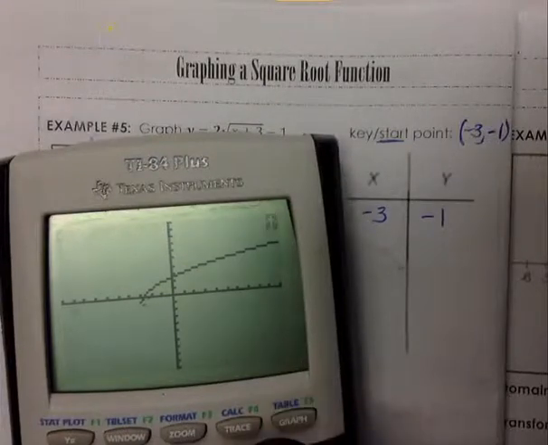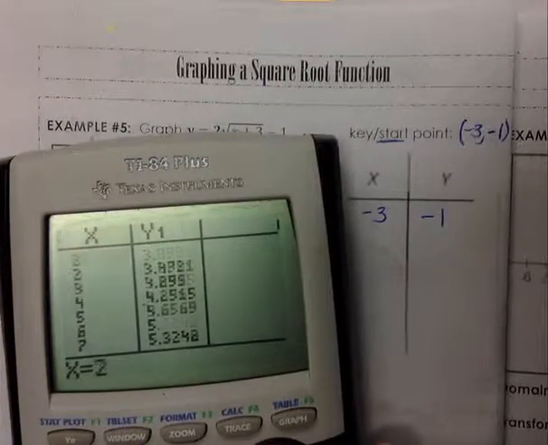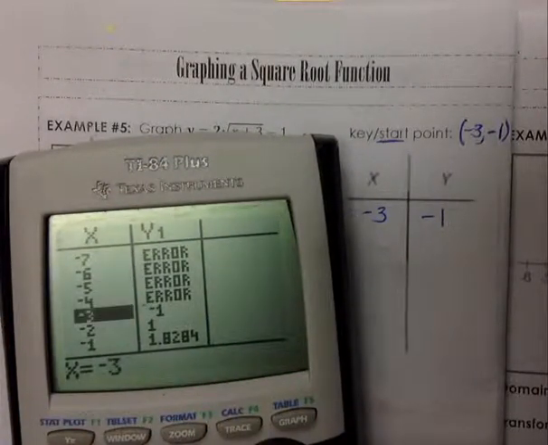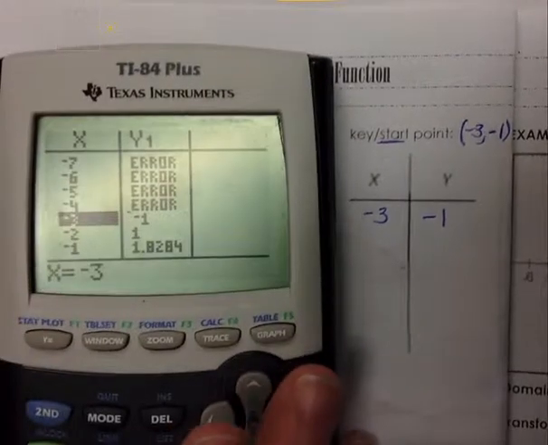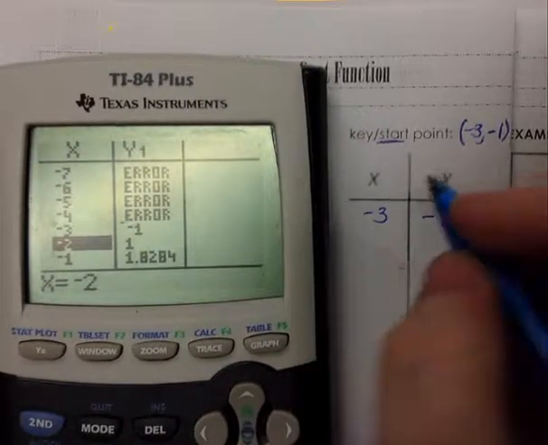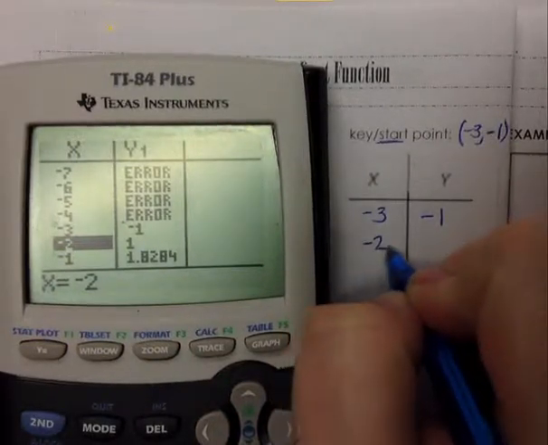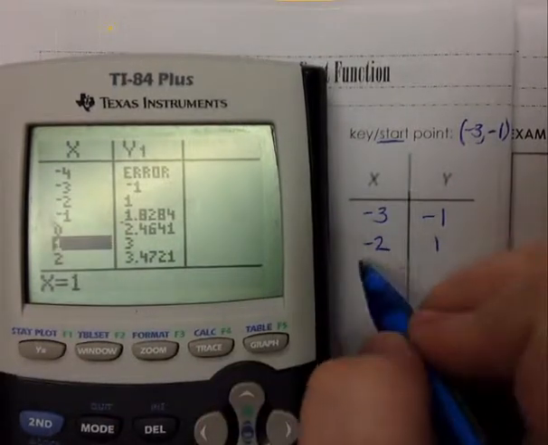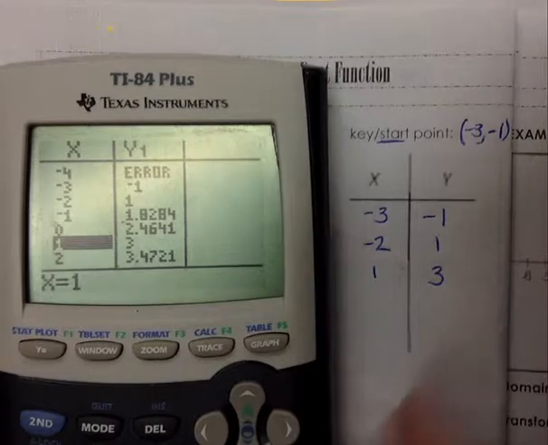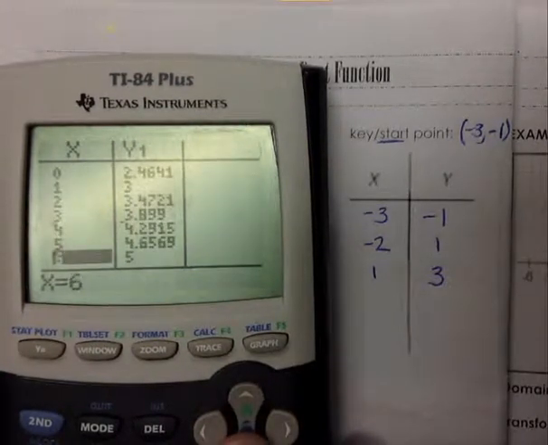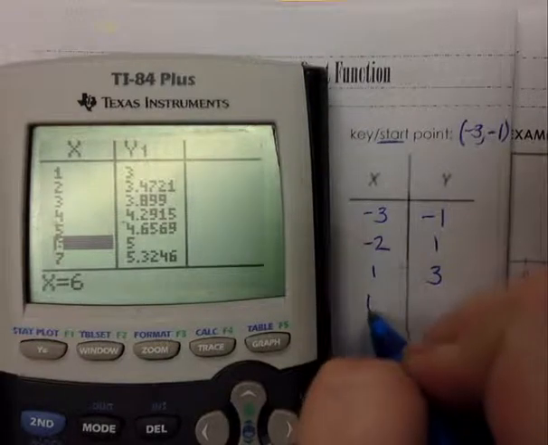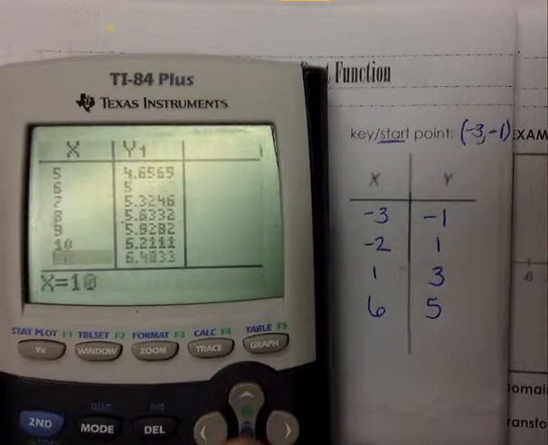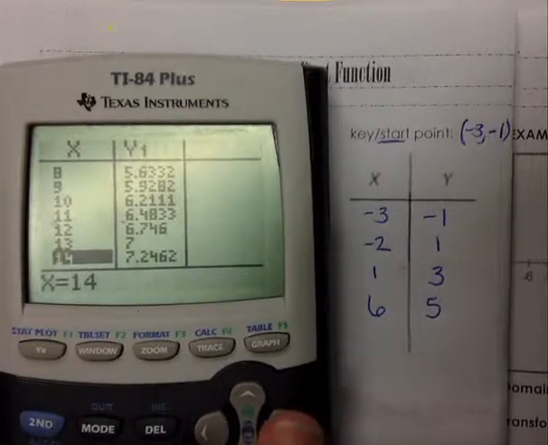If I go to my table, I need to start at negative 3, negative 1. All the ones above that will be errors, because we're not allowed to have the square root of a negative. The next good coordinate that we'll be able to graph is negative 2, positive 1. Then the next one that is good to graph would be 1, 3. The next one would be 6, 5. We try and stay away from the decimals if possible. If there are no other ones that we can graph, then we would graph the decimals, especially if there are decent decimals like half.